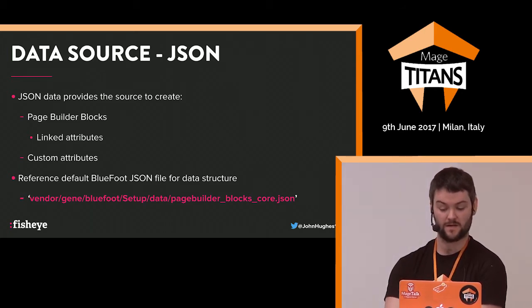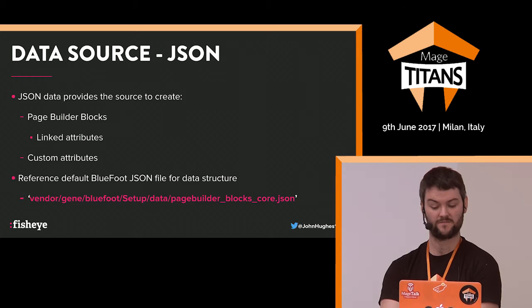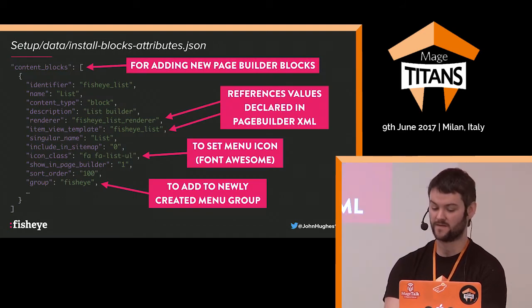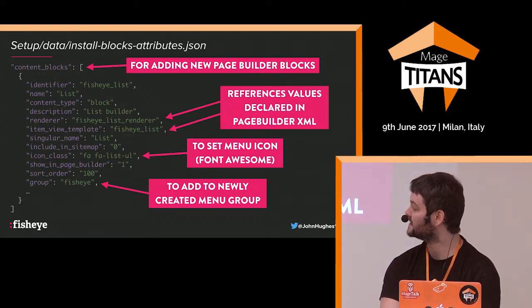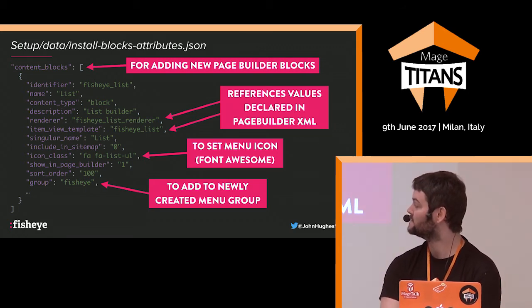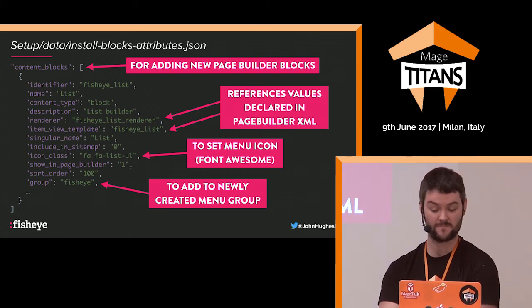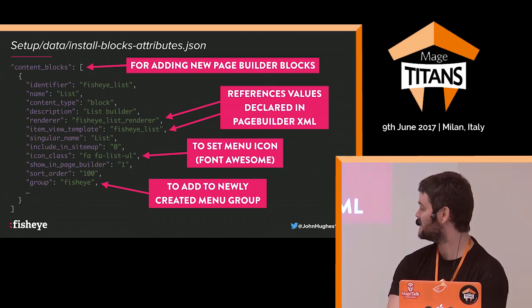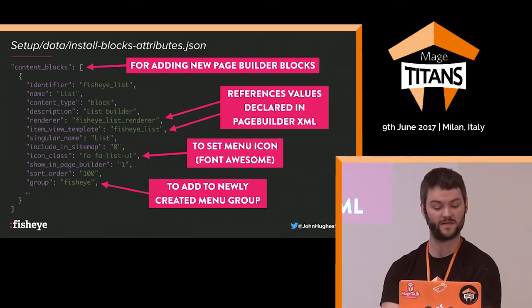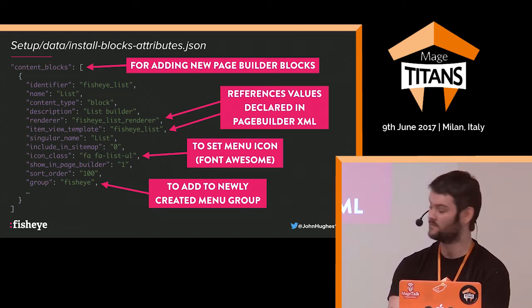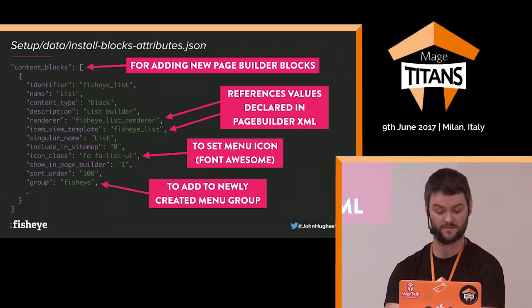We'll obviously need this to create our blocks and attributes from. The best reference is obviously to look at the default JSON file that comes with BlueFoot. We'll cover some key points now. Okay, so first up, our page builder blocks need to be declared under the content blocks element. So here for our list block, we're adding the basic data such as an identifier and a name. We've got our renderer and template there, so they map to the values we put in the page builder XML earlier. We're setting an icon for the menu, and finally, we're assigning it to the fisheye group we've just created.